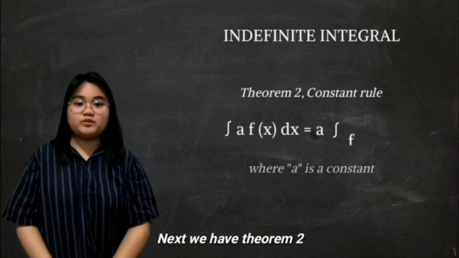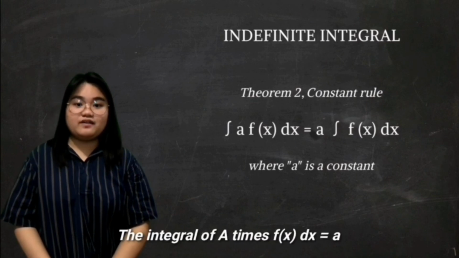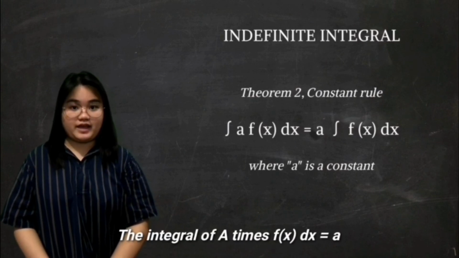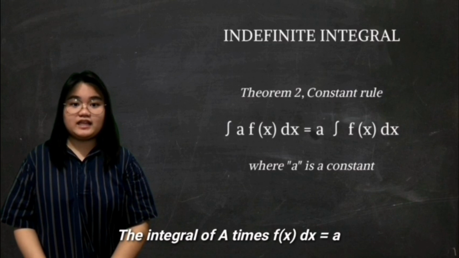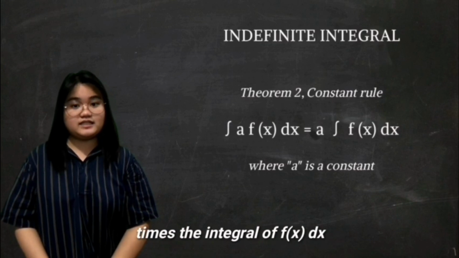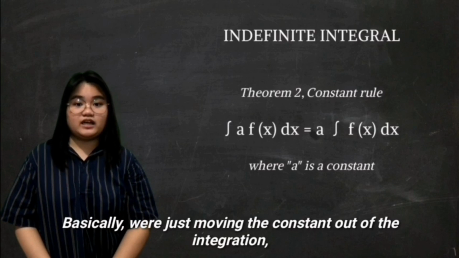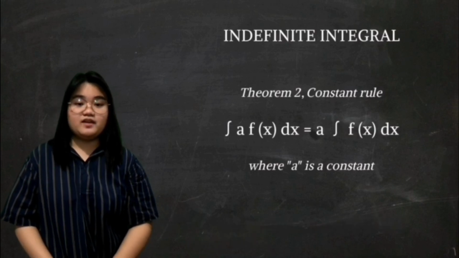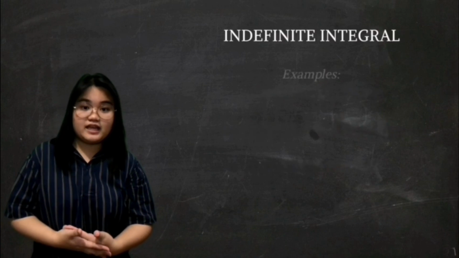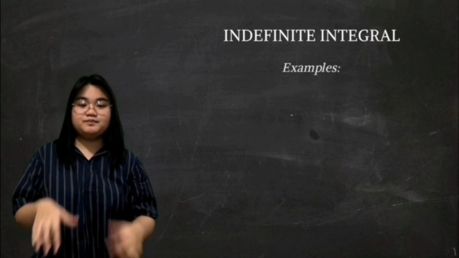Next, we have theorem 2 for the constant rule. We have the integral of a times f of x dx equals a times the integral of f of x dx, where a is a constant. Basically, we're just moving the constant out of the integration in this theorem. For a better understanding, let's move on to the examples.